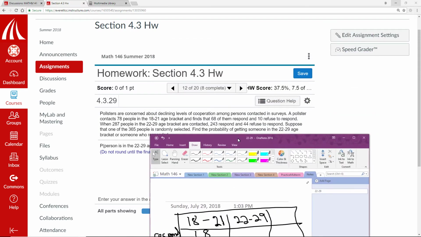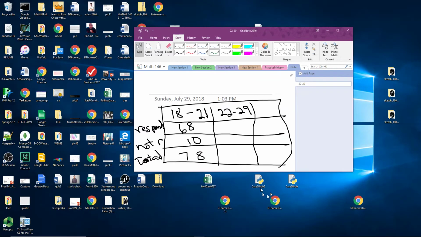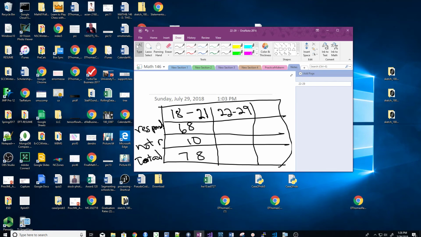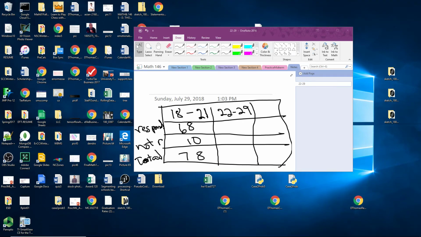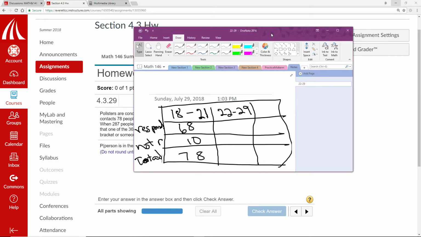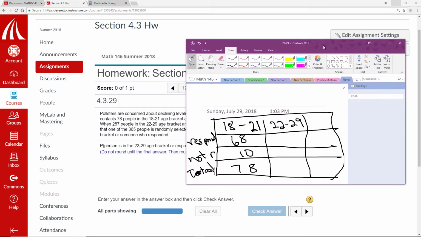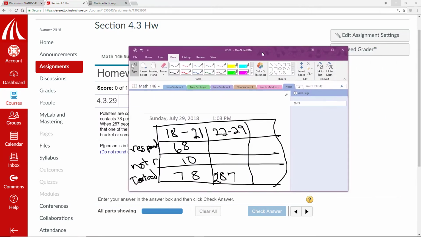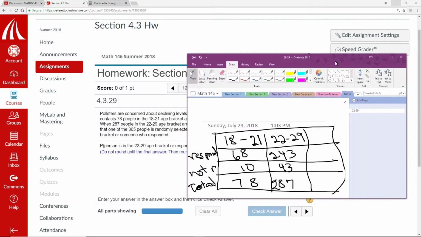And in the other bracket, 287, and that is broken up into 243 and 43. Okay, so the total amount of people in the survey is 365.